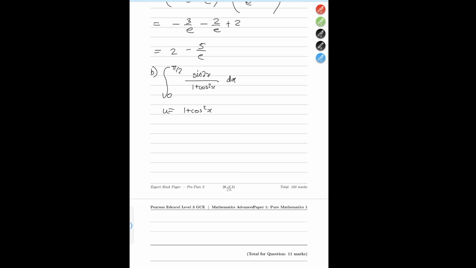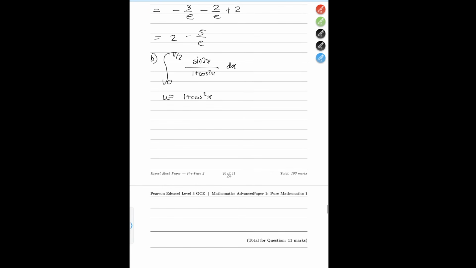Okay, so 1 plus cos squared x, we can take the derivative of this to be minus 2 cos x sine x, because cos squared x, you have to take the power outside the bracket, so you get 2 cos x, multiply the derivative, which is minus sine of x. So you get minus 2 cos x sine x, which is the same as minus sine of 2x. So if we want to solve for dx, we will just multiply by dx and divide by minus sine 2x. So dx equals minus 1 over sine 2x du.